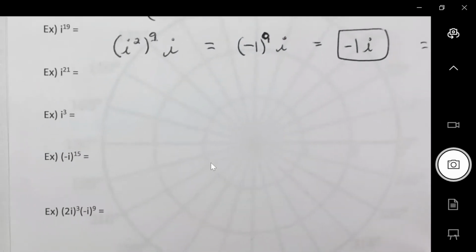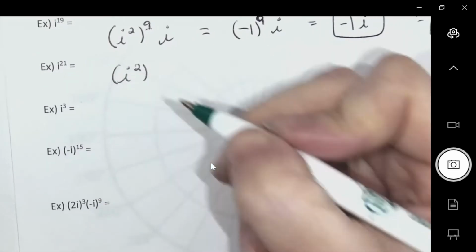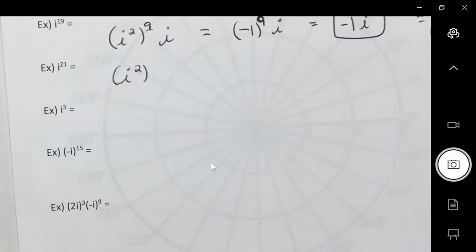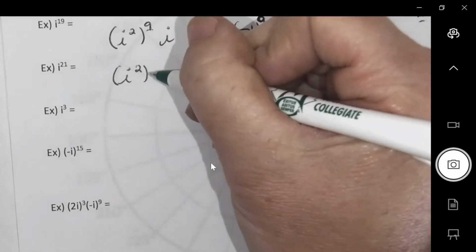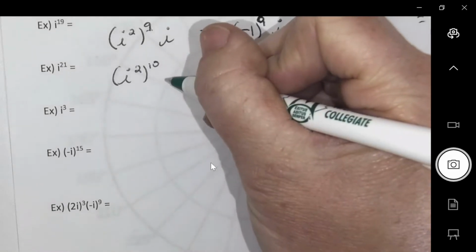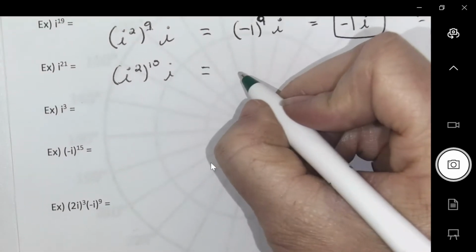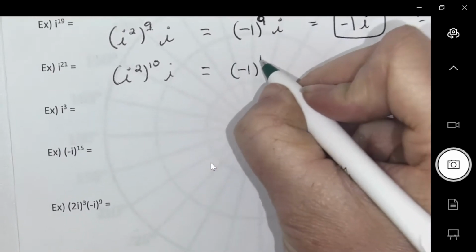Okay, 21. So that is not going to work with i squareds, but I'm going to get close to 21. So I'm going to go to a 20. So there's 20 i's and another i. So do you see I'm at 21? So -1 to the 10th.